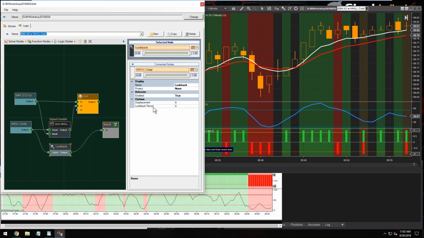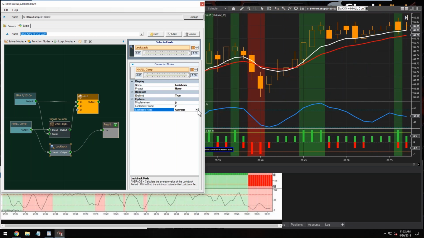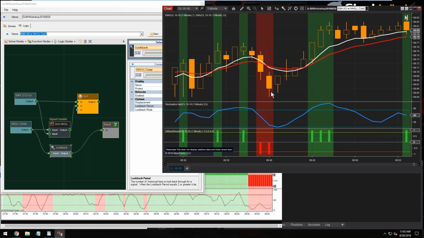So with the look back node, let's set the displacement to 0, and then our look back period is going to be 2, and then our look back mode is minimum. So we want a minimum of 2 there. So this would be the easiest way to use a look back node, to find 2 higher highs in a row, like so, or 2 lower lows in a row.